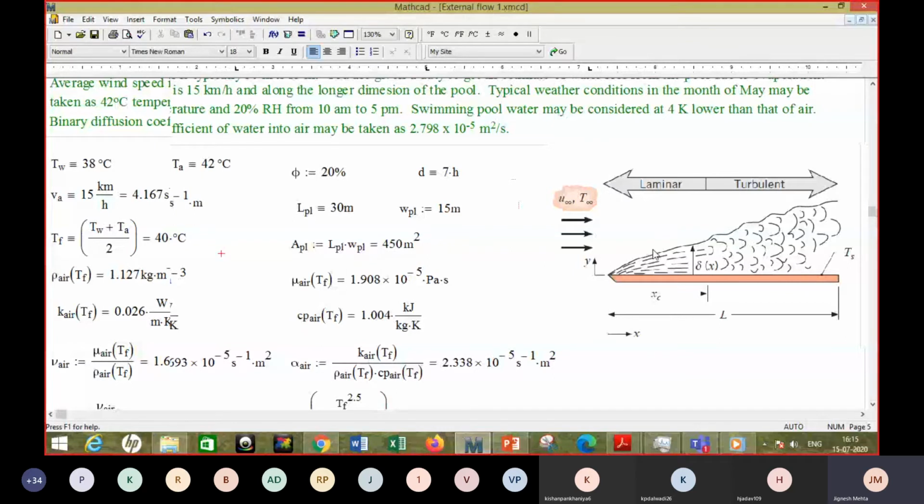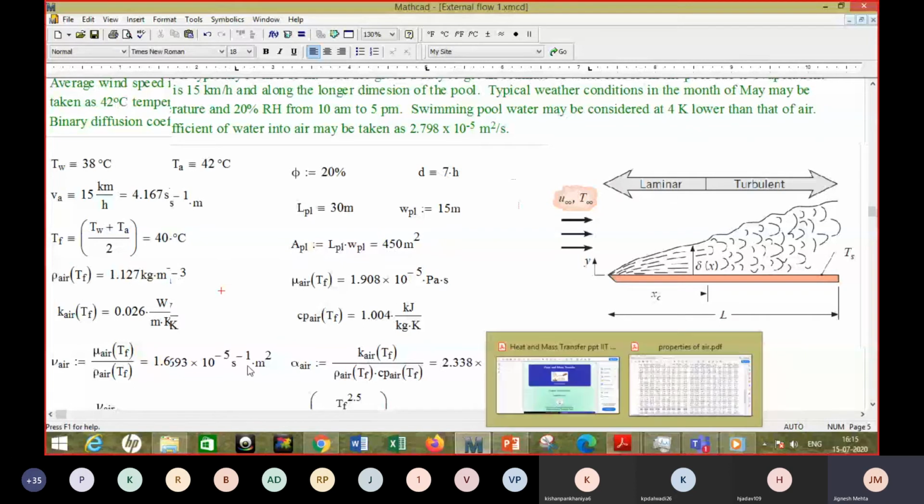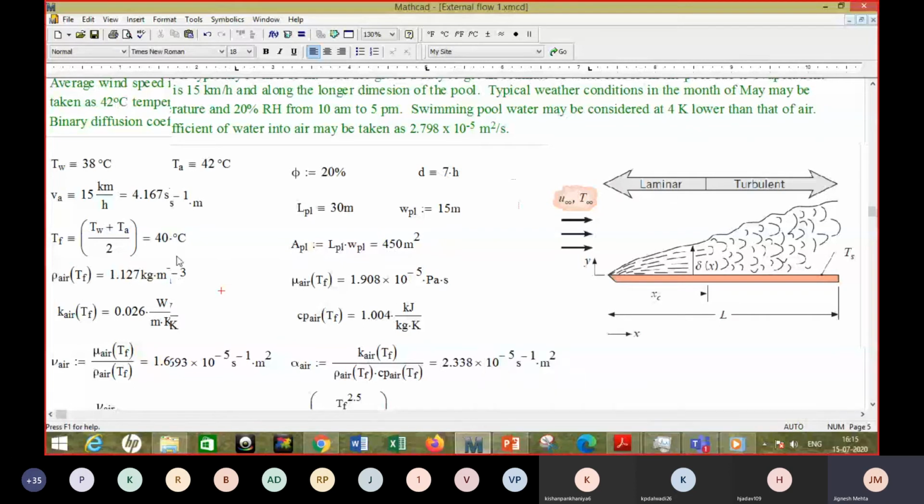At this temperature, 40 degrees Celsius, what is the density? You can refer to the property tables. I am taking the data such that it is easier to read from the tables. That might be the case even in exams, but in case you get some intermediate temperature, let's say 44, you should interpolate, or if it is 45, then you can take the average of the two values.